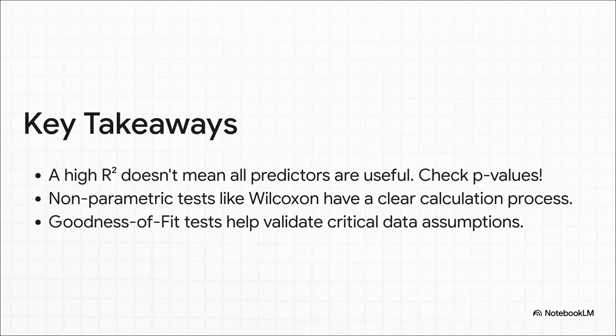So let's just quickly recap the big lessons from today. Number 1, a high R-squared is nice, but it doesn't mean all your predictors are useful. You have to check those p-values. 2, tests that sound scary, like the Wilcoxon, are usually just a clear step-by-step process. And 3, always check your assumptions. Use tests like goodness of fit to make sure your data is what you think it is.